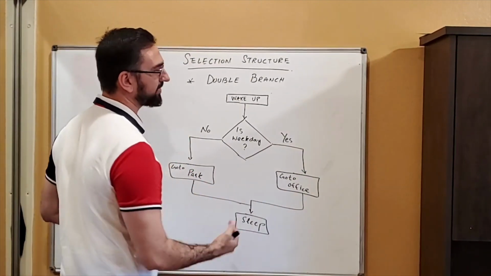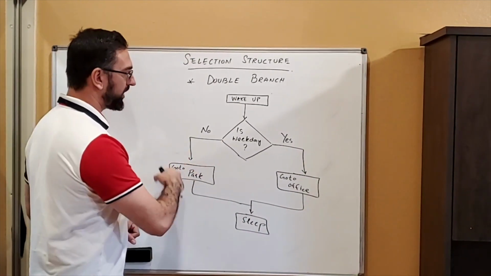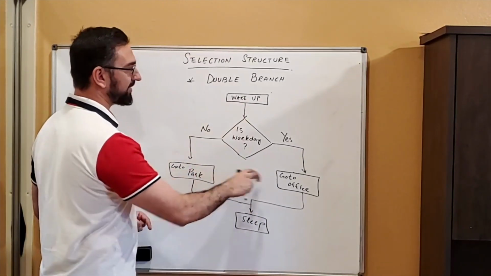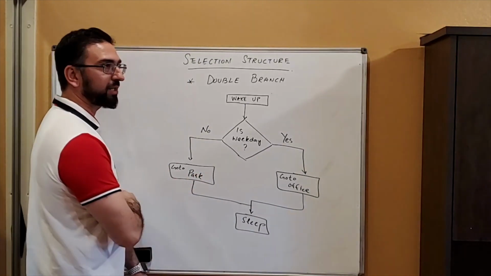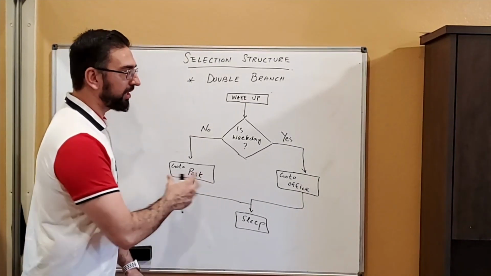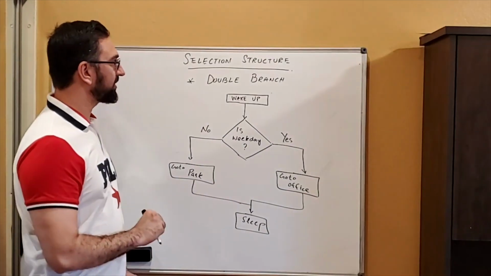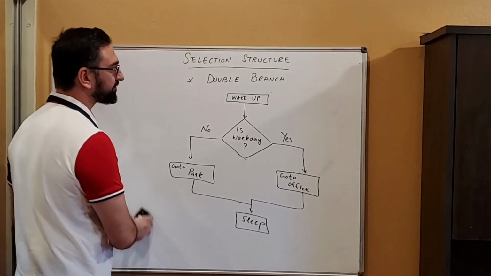There are two branches. In a previous one, we are doing only one thing. We either skip it or do it. But in this case, if we don't go to office, we go to park. So there is an alternative option available for us if the condition is not met. So this is an example of a double branch.